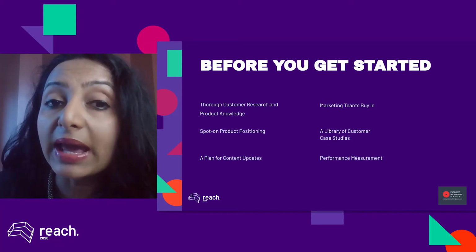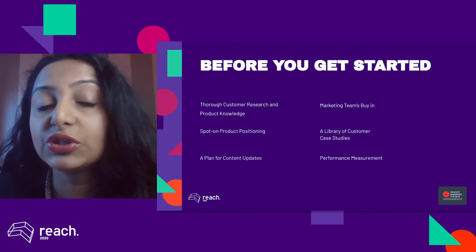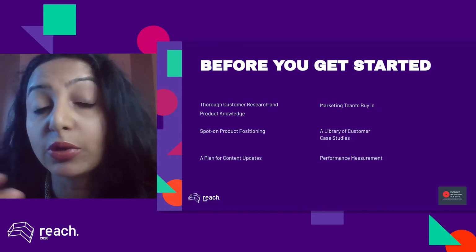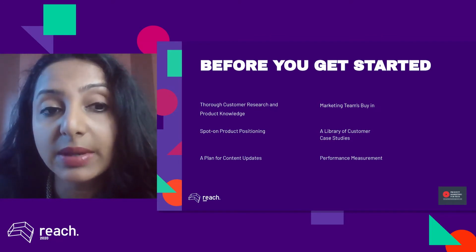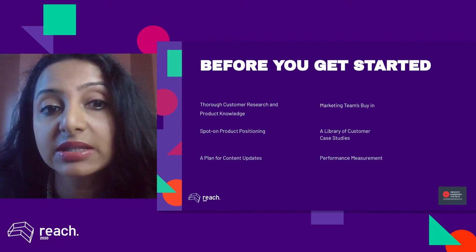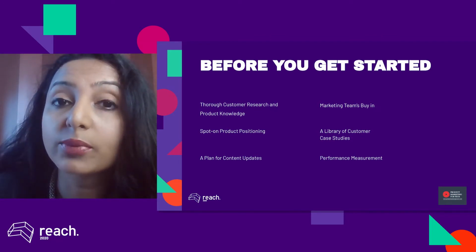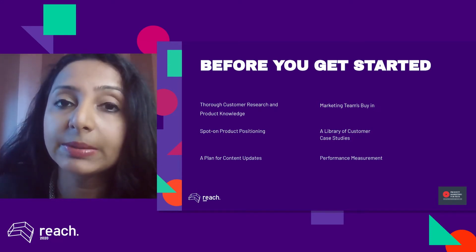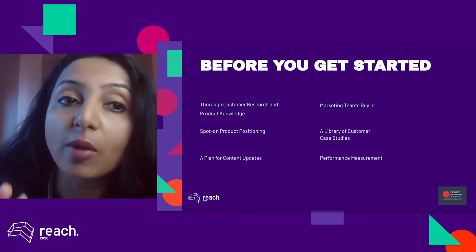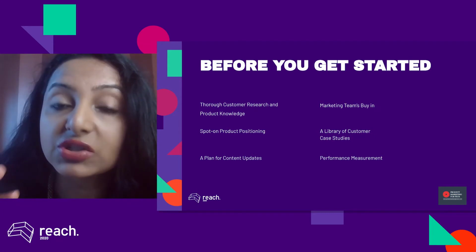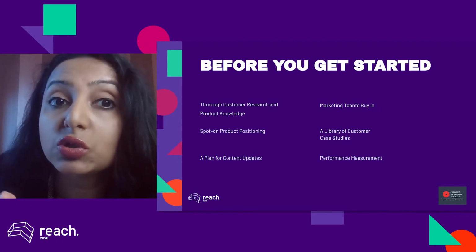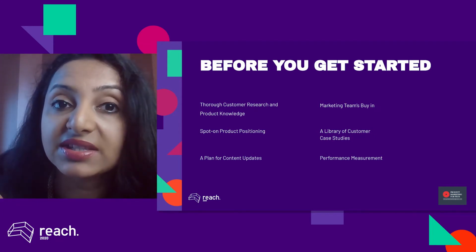You want to plan for content updates. Are you going to update this on a 6-monthly basis or a 12-monthly basis, based on how fast your product and your market is evolving? You also want to look at performance metrics. What are some of the key metrics that you're going to measure in order to make sure this is a success?